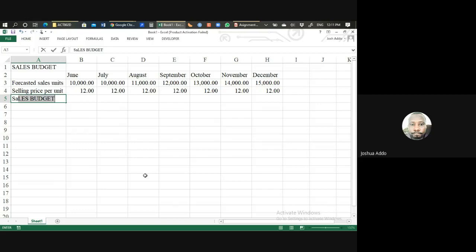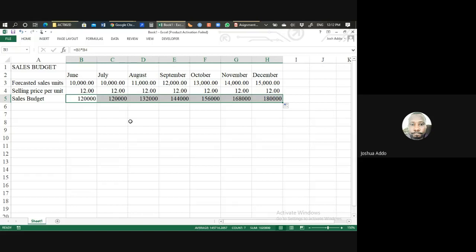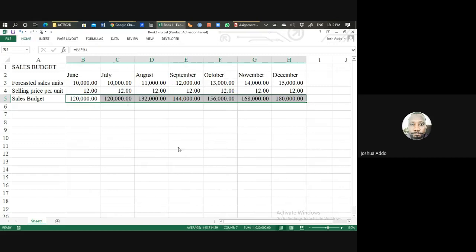Sales budget will be equal to, and please also take the opportunity to know how I am exhibiting some basic spreadsheet skills. Is equal to this sale, because it has 10,000, times the selling price per unit. And there's this feature in Excel that we call autofill. So I've done the formula for just this entry. I'll drag it across. The program is made to be intelligent enough to do the right calculations. So this is our sales budget.